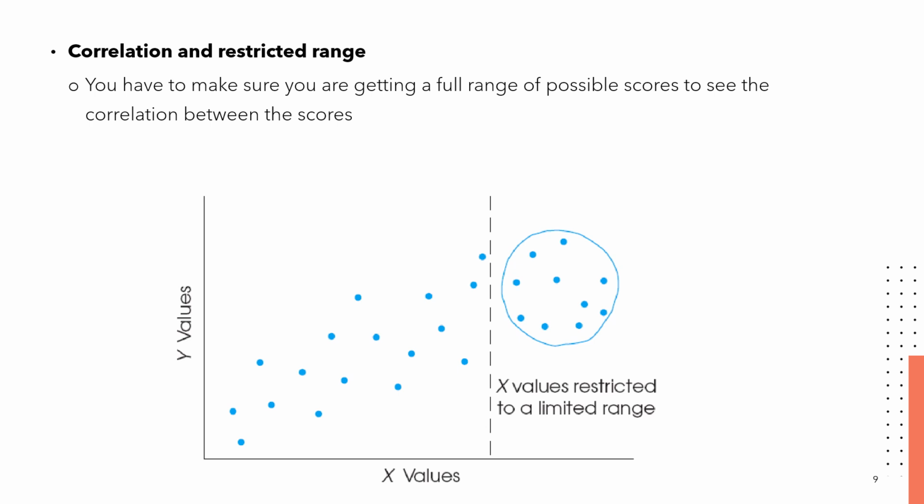Going back to measurements, we have to make sure we're getting the full range of scores to see possible correlations. When we don't have enough scores to see a relation, this is called a restriction of range.